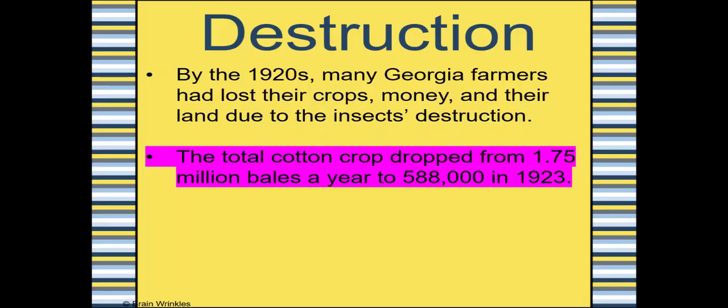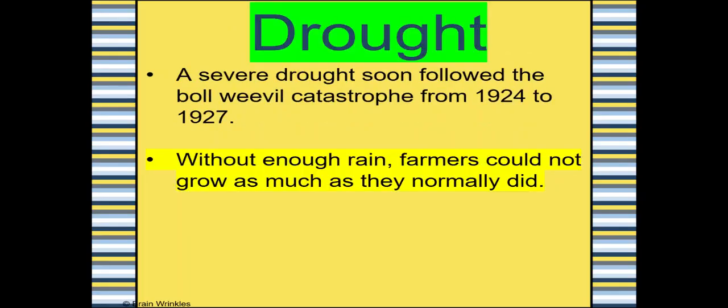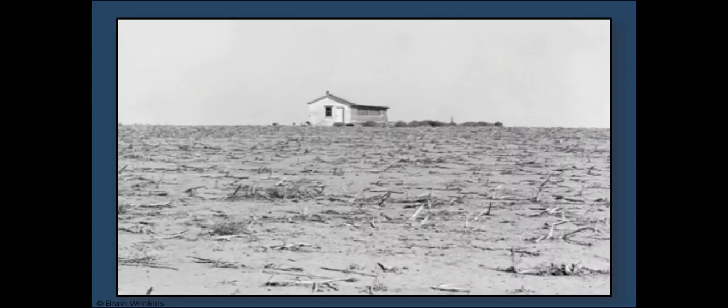So like here. Cotton bales in Georgia went from 1.75 million a year to 588,000 in 1923. That's a huge drop. As you can imagine, you're not able to make bales of cotton in high quantity. They're losing money. Then not only was the boll weevil catastrophic, now you have a huge drought that's affecting America from 1924 to 27. So if you don't have rain, you can't grow anything. So towns end up looking like this.